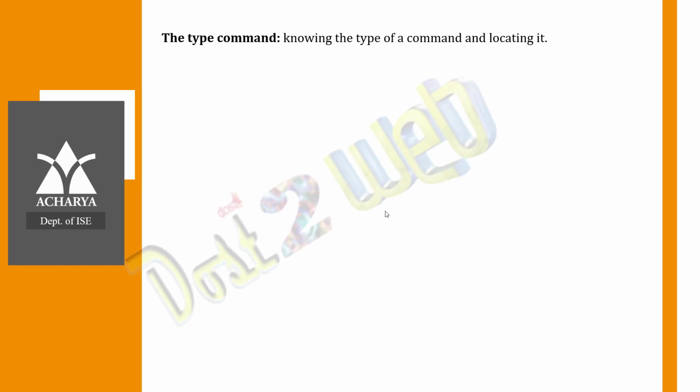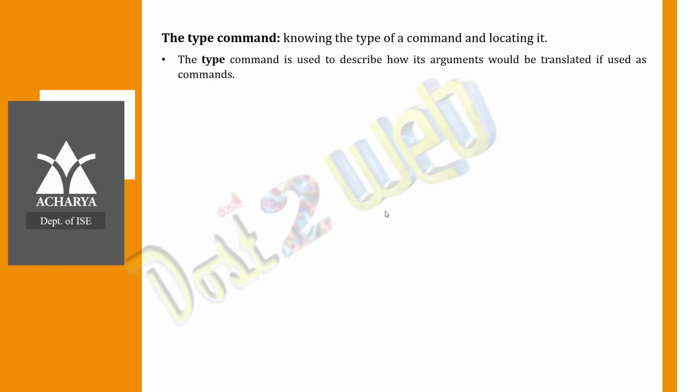So, the type command will search for the location of a particular command. When you use type, it will give you the path of that command. Okay? That information is shared when you are using the command called type. The type command is used to describe how its argument would be translated.